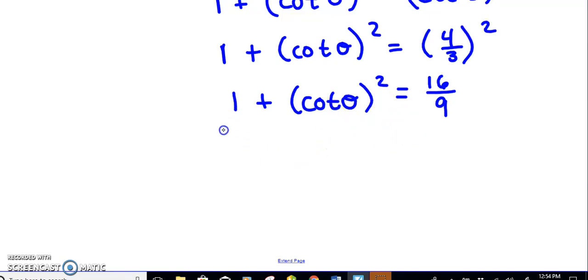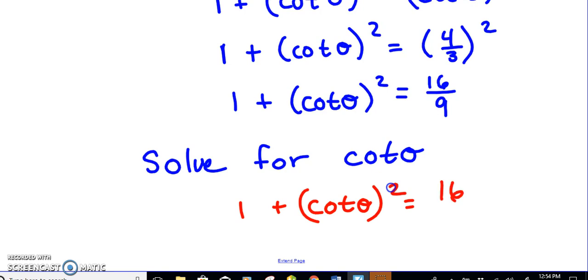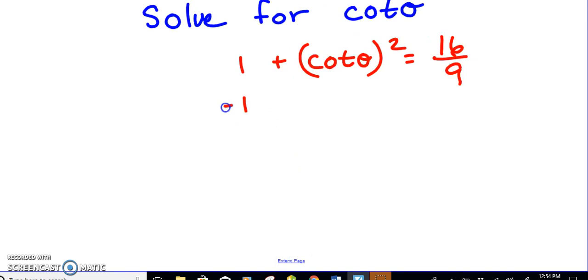So it means we need to move this one over. Let me write this. We're going to solve for cotangent. Okay, so if we do that, we're going to subtract 1 from both sides. Let me rewrite this down again. And we're almost done, guys. So we're going to subtract 1 from both sides, like we know that already. And again, we're not using calculators. Calculators are prohibited from this section of the notes.